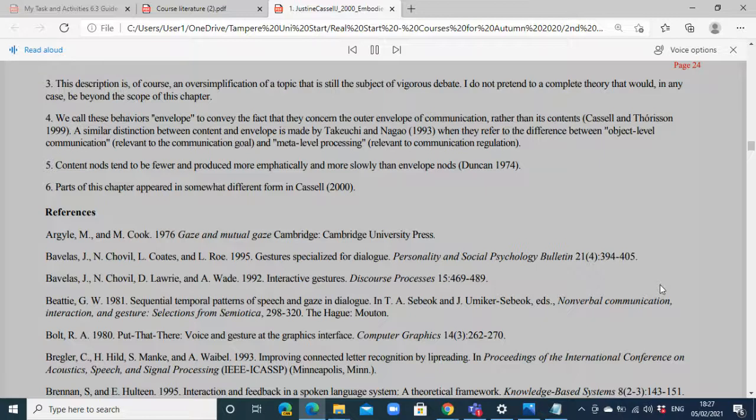Sequential Temporal Patterns of Speech and Gaze in Dialogue. In T. A. Sebeok and J. Umiker-Sebeok, eds, Nonverbal Communication, Interaction, and Gesture, Selections from Semiotica, 298-30. The Hague, Mouton. Bolt, R. A. 1980. Put that there, voice and gesture at the graphics interface. Computer Graphics 14, 3, 262-270.